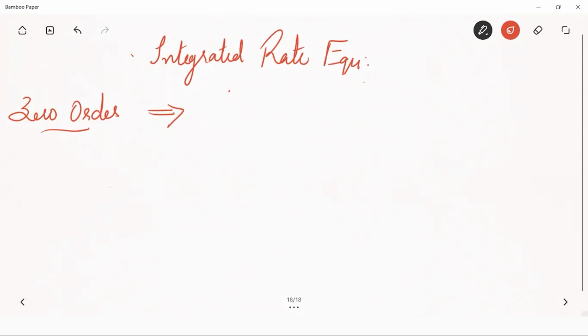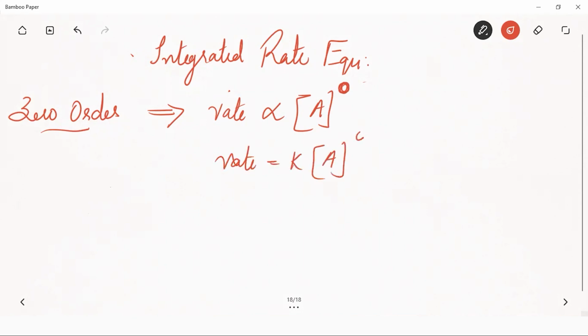So, integrated rate equation for a zero order reaction. We know what a zero order reaction is. That is, the rate which is independent of the concentration of the reactants, and the power is zero. That is called zero order, right? So this is a zero order reaction. So rate is equal to k, the rate constant, times [A] raised to 0.